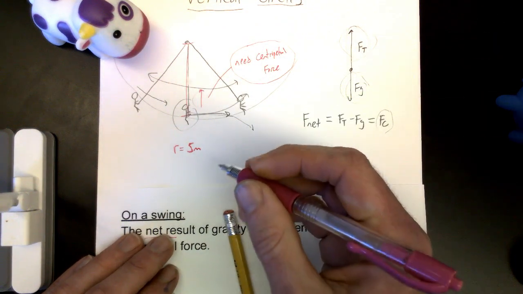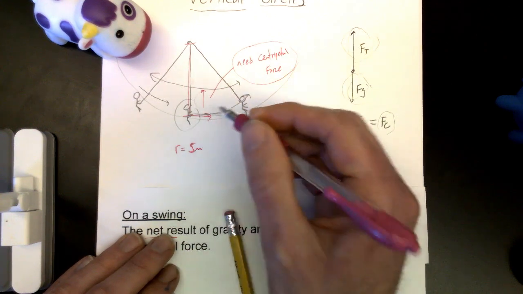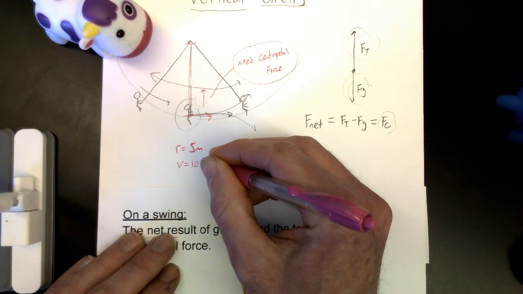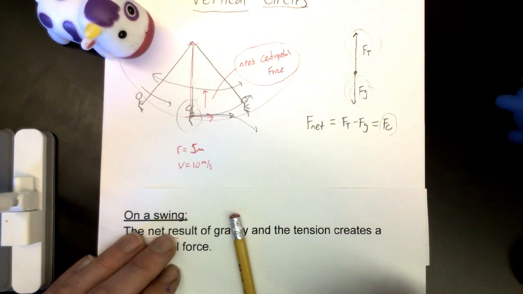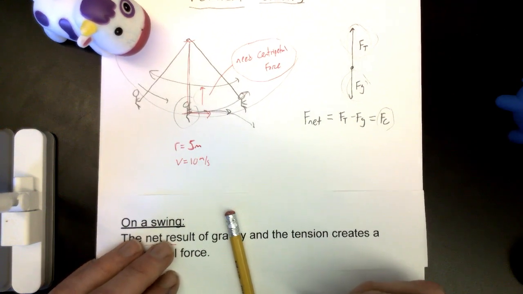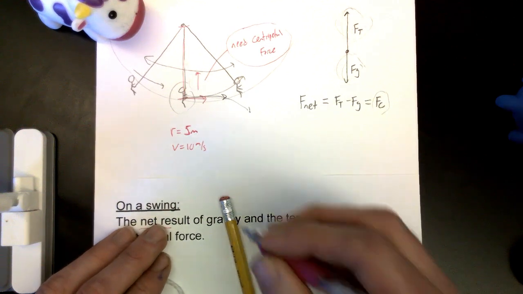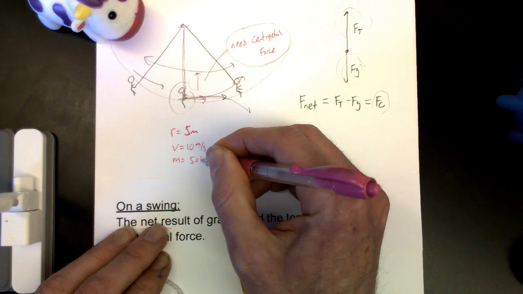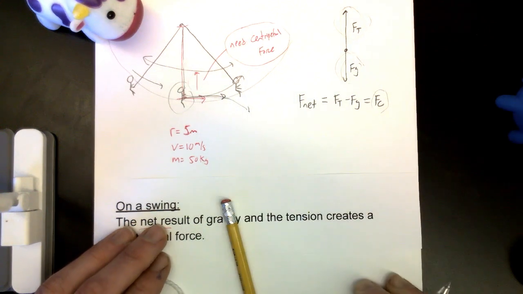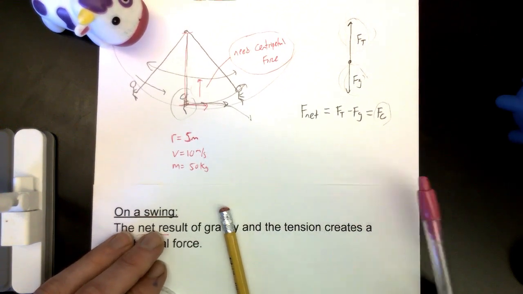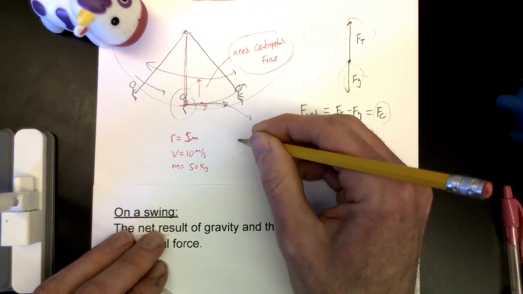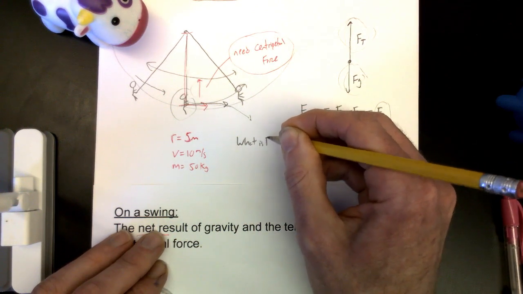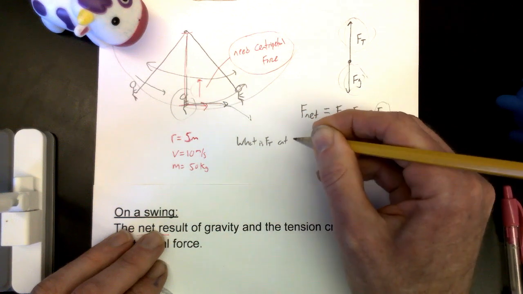And then let's say that at this bottom spot right here, let's say you're going pretty fast at 10 meters per second. That's like 20 miles an hour. And then we're going to actually need to work with mass in these problems. So we'll just give the person a mass of 50 kilograms just to keep the numbers really easy. And what I'm really curious about here is, what is the tension? What is Ft at the bottom of the swing?